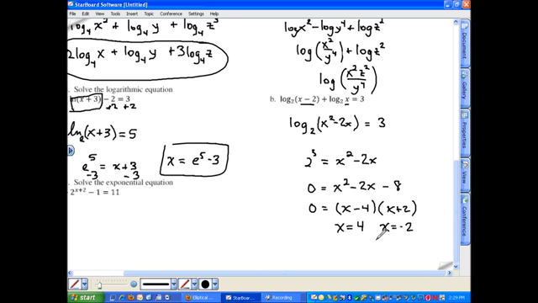Now, a critical mistake here is to forget the domain of a logarithm. The domain of a logarithm is numbers greater than 0. When you plug a number into a logarithmic function, that can't result in a negative number. So for example, if I took the negative 2 and plugged it in for this x, you can't take the logarithm of a negative number. That's impossible because it's not in the domain. So negative 2 is actually an extraneous solution. x equals 4 is the only solution to this.